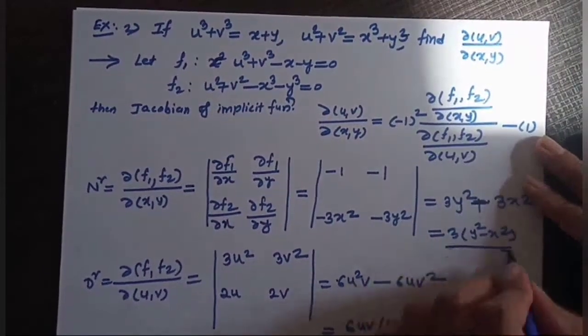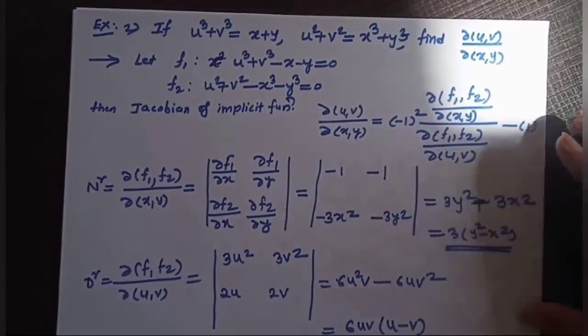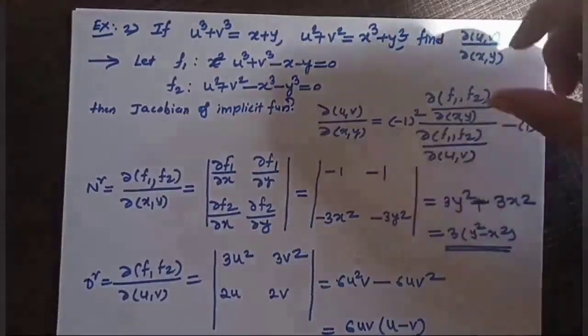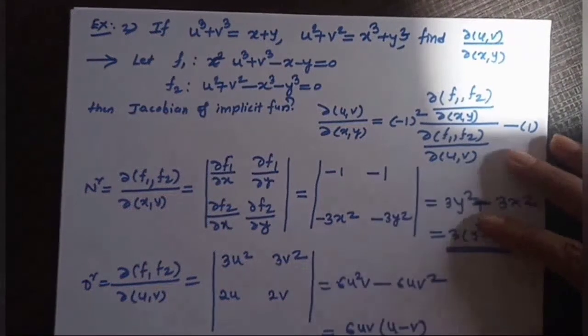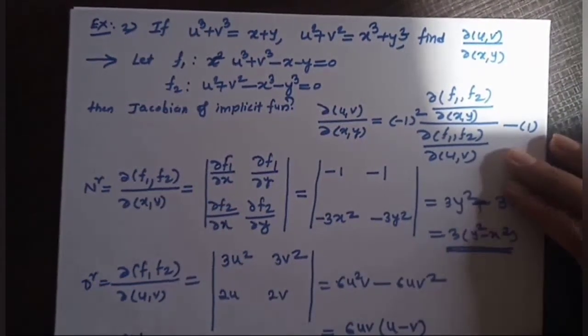Now substitute these two values in 1, and we get the value of the Jacobian of uv with respect to xy. Put all values in 1.